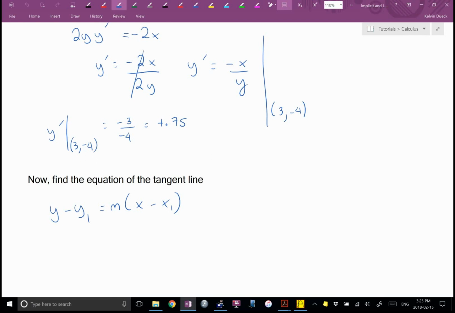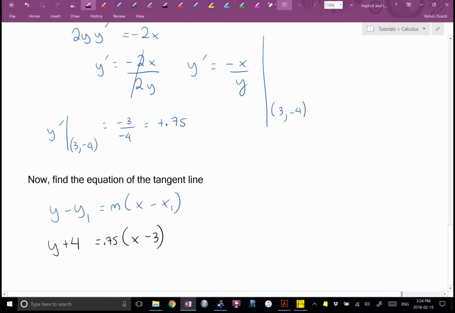So, the curve was that circle. We're going to find the equation of the line that will touch the graph right at 3, negative 4, and should have the same slope as what we've just done. It will touch the graph at 3, negative 4, because it's a minus y1 and a minus x1, so the signs flip. And I figured out what the slope was. What did I figure out the slope was? That's the equation of the tangent line.